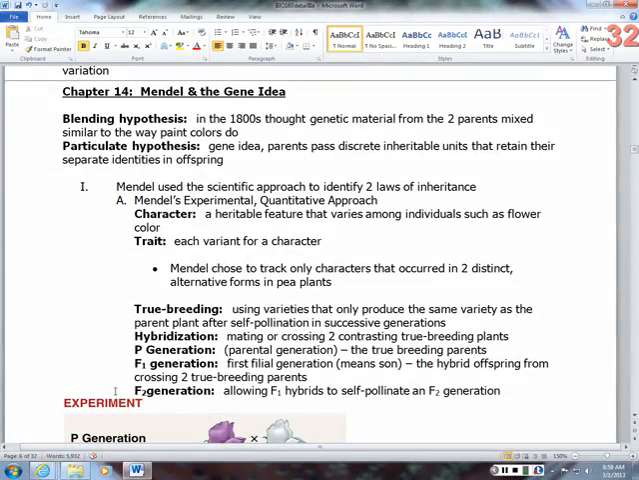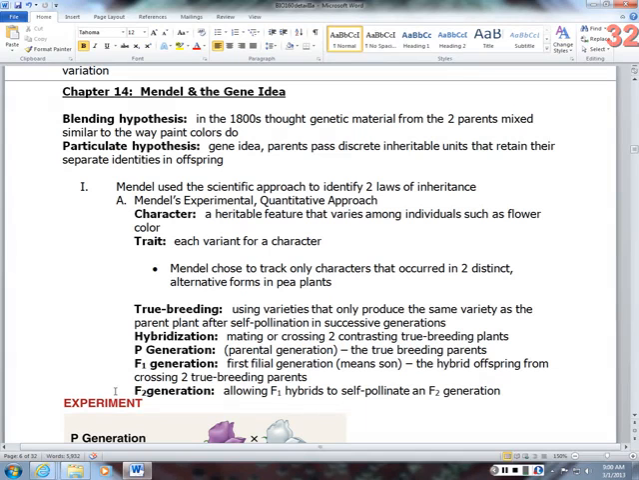Back in the 1800s, they thought that the genetic material was mixed from the two parents, similar to the way paint colors do. So thinking if you maybe had one with blue eyes and one with brown eyes, you were going to get something in the middle. And then some people looked at it a little bit more and said, well, this doesn't completely explain it. That doesn't necessarily work that way.